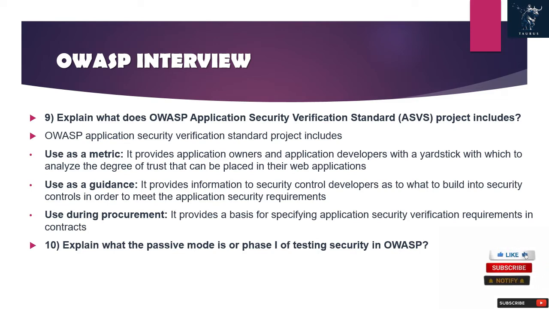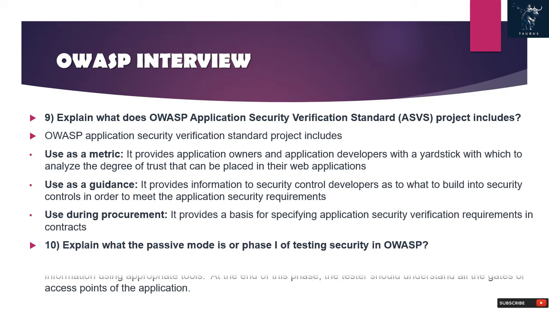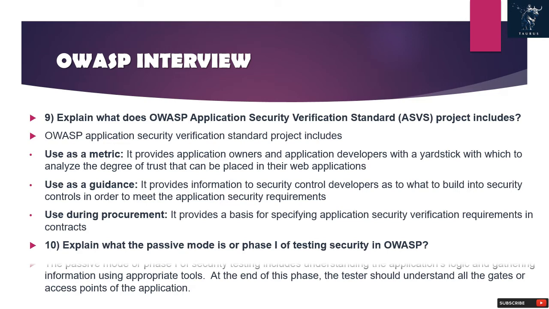10. Explain what the passive mode, or phase 1 of testing security, is in OWASP. The passive mode includes understanding the application's logic and gathering information using appropriate tools. At the end of this phase, the tester should understand all the gates or access points of the application.